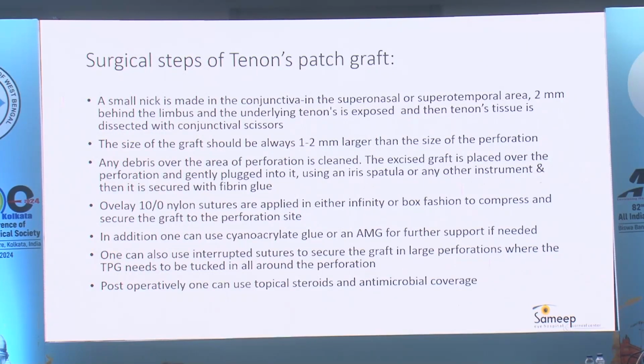Let's look at the surgical steps and the video. A small nick is made in the conjunctiva in the supranasal or supratemporal area, 2 mm behind the limbus, and the underlying tenons tissue is exposed. 1.5 to 2 mm beyond the limbus is enough, and then the tenons tissue is dissected with conjunctival scissors. The size of the graft should always be at least 2 mm larger than the size of the perforation. Have a little larger amount of tissue than the size of the perforation.